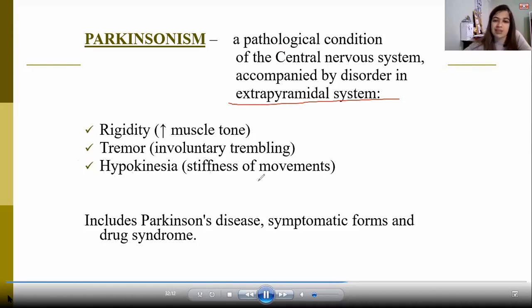So what are the symptoms? Rigidity, increased muscle tone, tremor, involuntary trembling, and hypokinesia, stiffness of movements. How can we know that our patient has Parkinson disease? I'm showing you in the video that he has tremor in his hands. Hands are shaking, head is shaking like that, or maybe like that, but the head is shaking all the time. And not only head and hands, maybe the whole body. So shaking is one of the obvious symptoms.